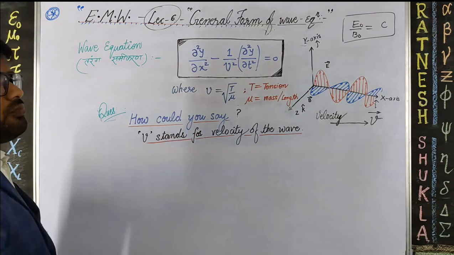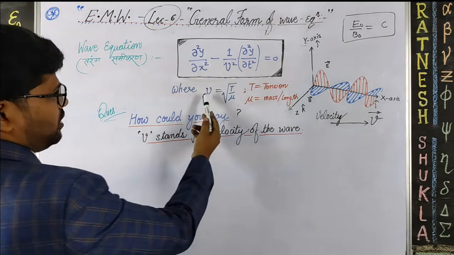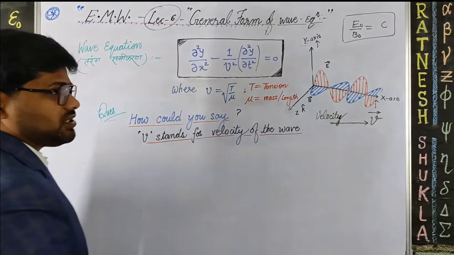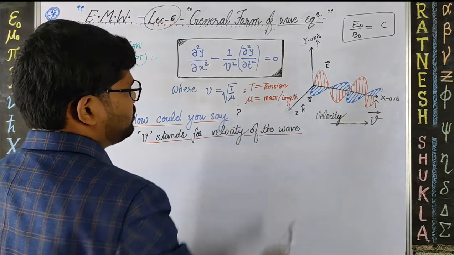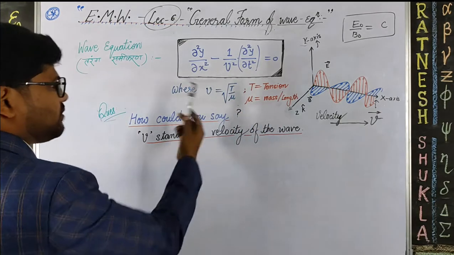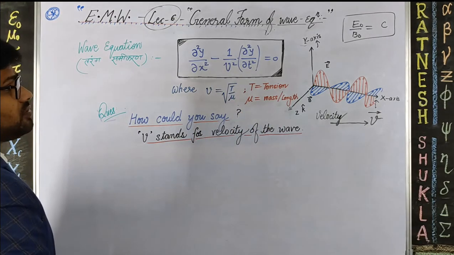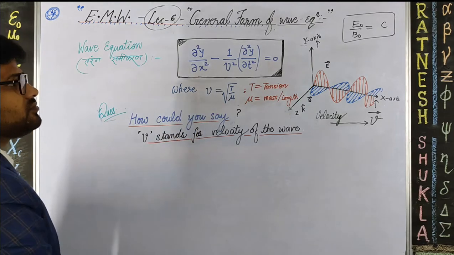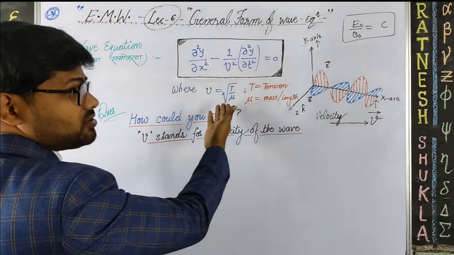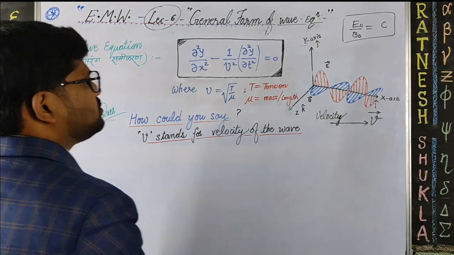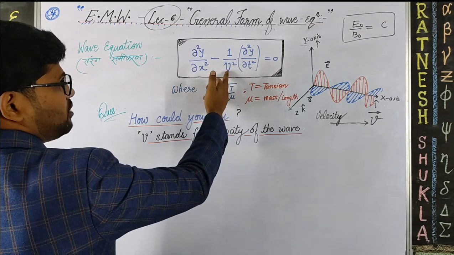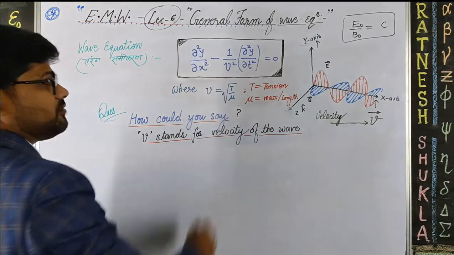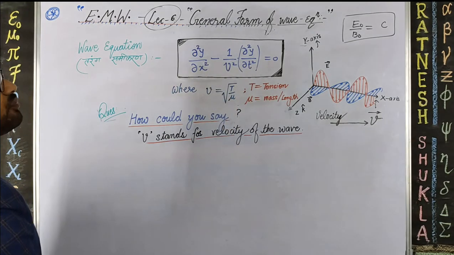Yeah, you can make an argument. Since we have got the dimension of the velocity, v equals under root T by mu, tension in mass per unit length. So definitely v is the velocity, but it may be something else. May not be the velocity of the wave. But I say, here v is the velocity of the wave of propagation in this medium. Definitely I can prove it.